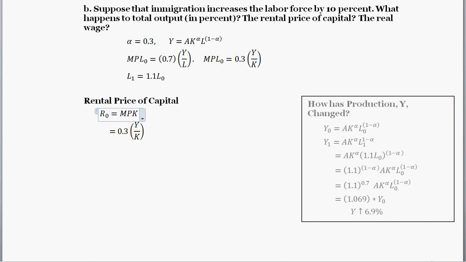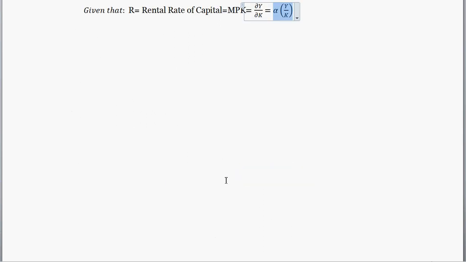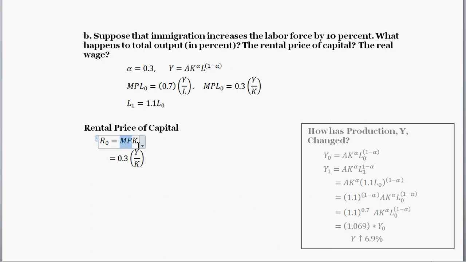So let's do R sub naught is equal to our old one. And then our new rental rate of capital, with subscript 1, is equal to all of this with the new values. So here's our initial rental rate of capital, alpha times y over k. Here's our new rental rate of capital, alpha times y over k.